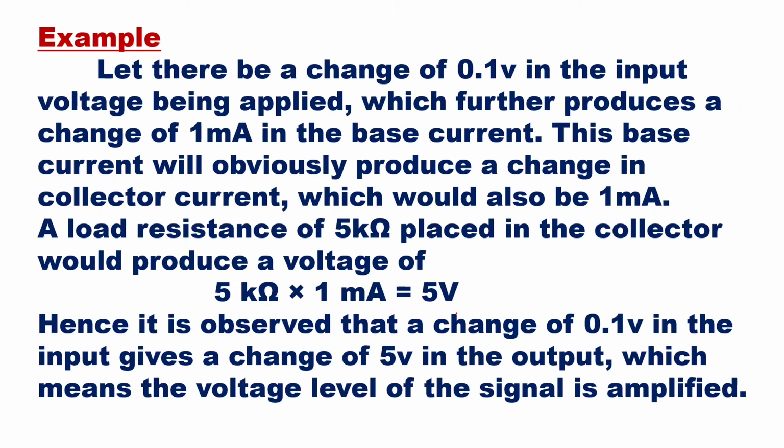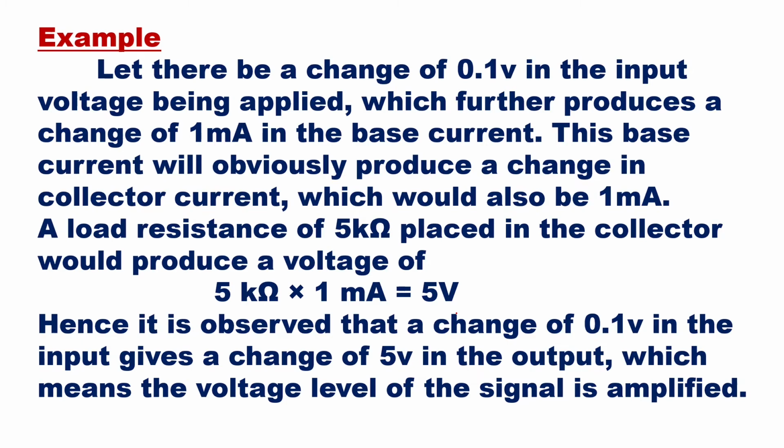So, if you take an example with numerical values here, let there be a change of 0.1 volt in the input voltage being applied to the base, which further produces a change of 1 milliampere in the base current. So base current IB has a change of 1 milliampere. This base current will obviously produce a change in collector current, which also will be 1 milliampere.